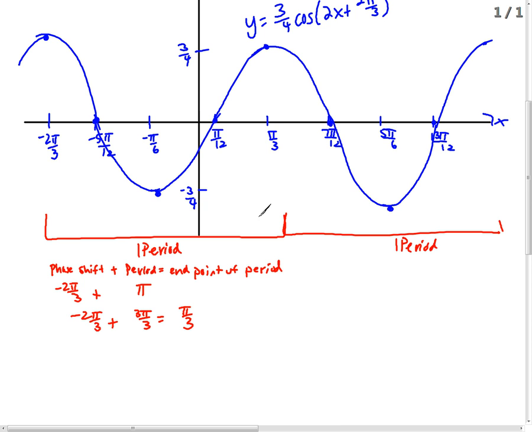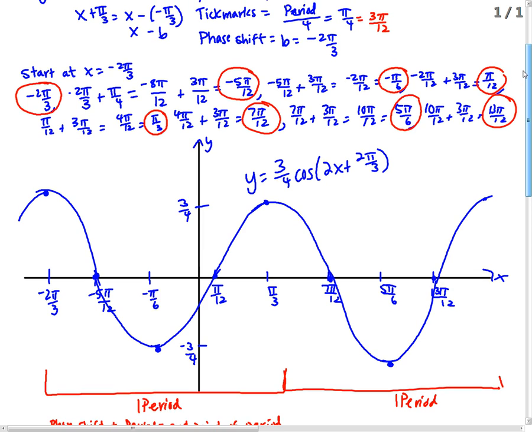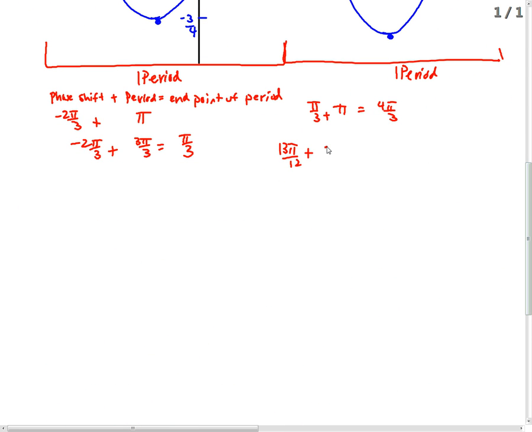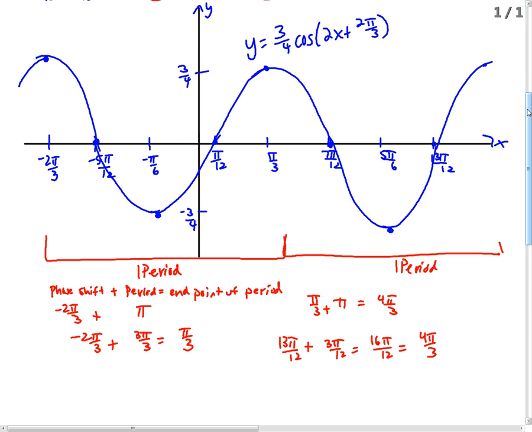So it looks like we have it. You can check this one as well. We have pi over 3 plus pi, we get 4 pi over 3. Is that what we get here? 13 pi over 12 plus, what was I adding? 3 pi over 12. That is 16 pi over 12. Divide both by 4, I get 4 pi over 3. Looks like we have it, so let's look at the picture one more time. There you go.